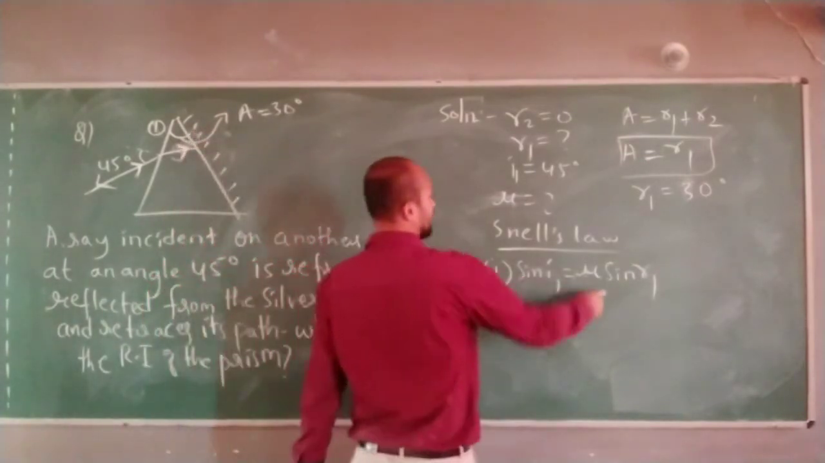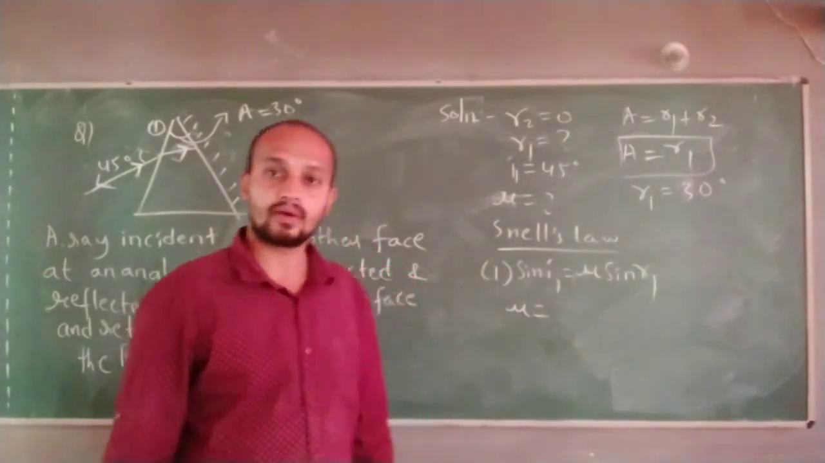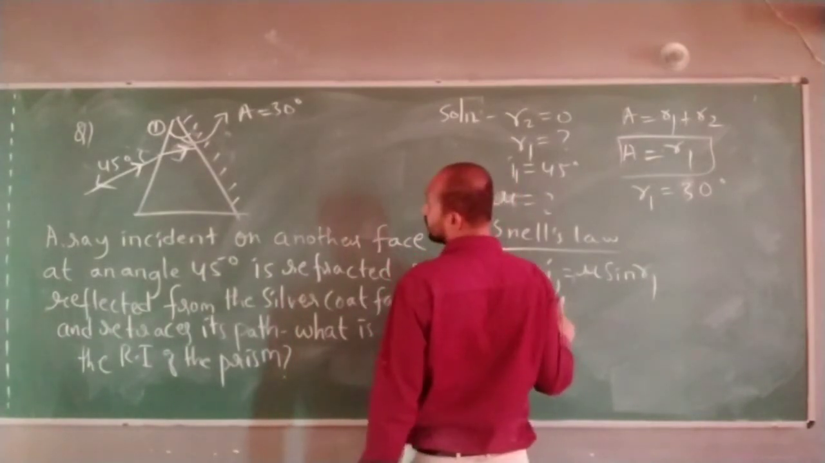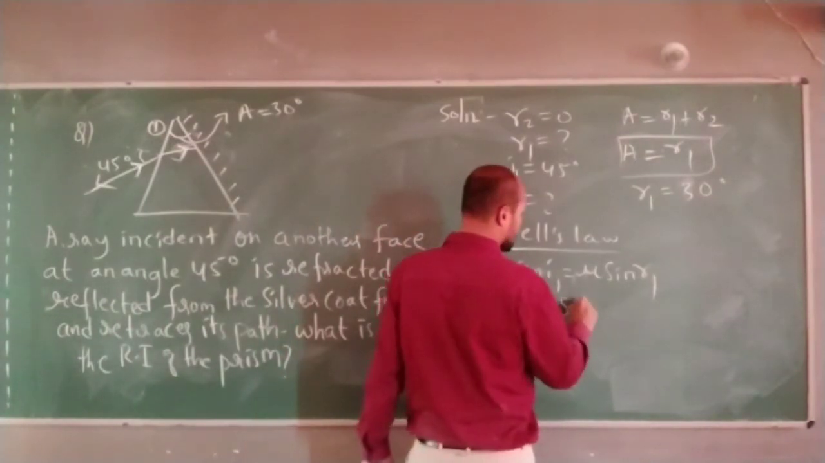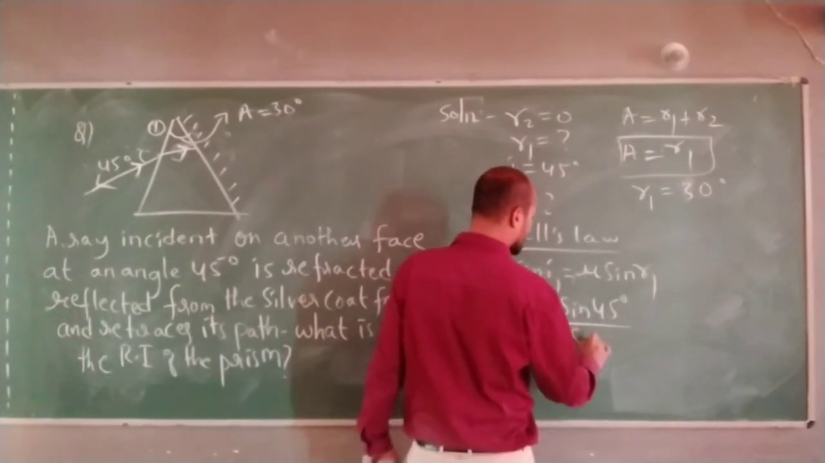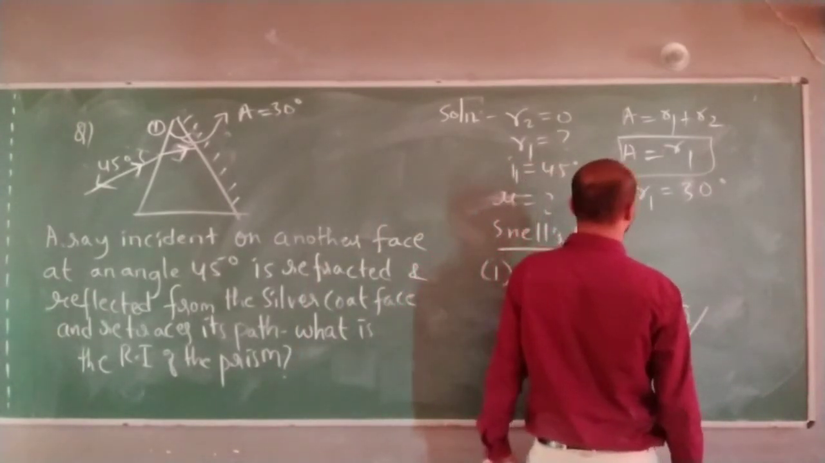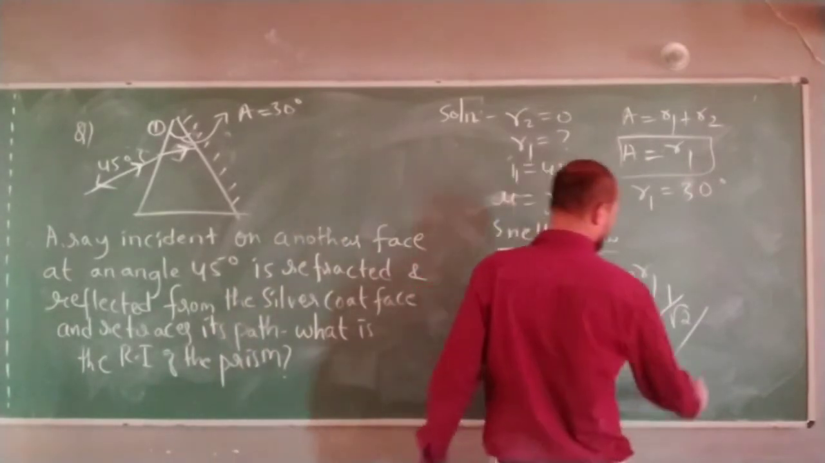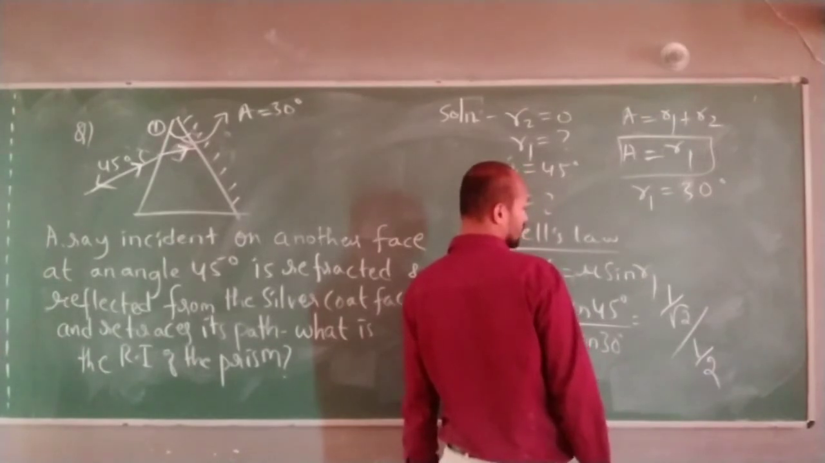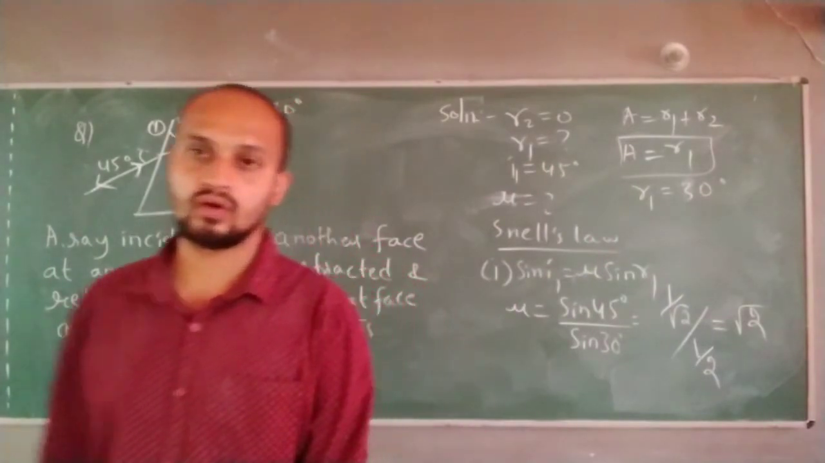This becomes 30 degree. So mu is equal to... I cannot use here sine of (A plus delta minimum) by 2, because that is only applied for minimum deviation. Here mu is equal to sine i1 divided by sine r1. Sine i1 is sine 45, and sine r1 is sine 30. Sine 45 is 1 by root 2, and sine 30 is 1 by 2. So this will become 2 by root 2, which will be equal to root 2.